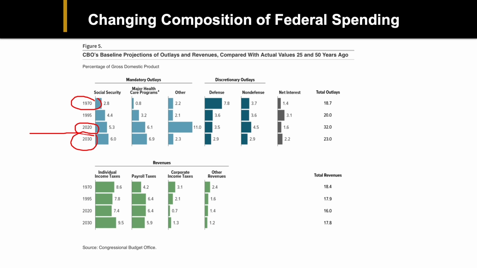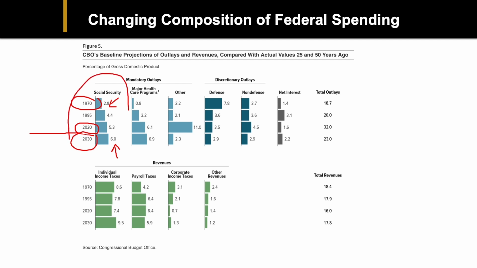So, for example, you'll see that currently the federal government spends quite a lot on Social Security. About 5.3% of GDP is spent on Social Security. 50 years ago, it was 2.8%. So that's nearly doubled in the last 50 years, Social Security. And it's going to get larger. 10 years from now, it's going to be 6% of GDP.